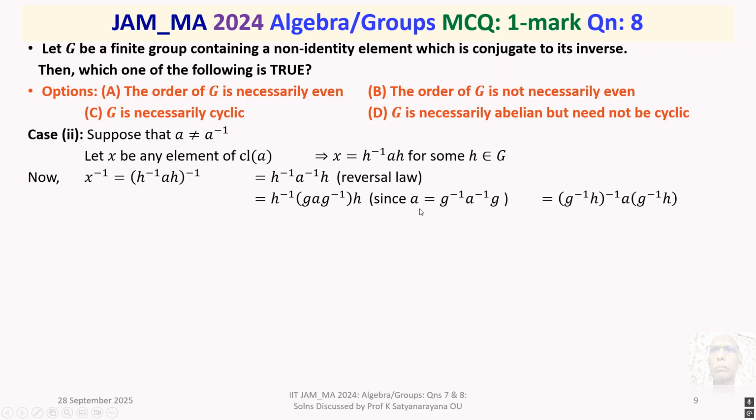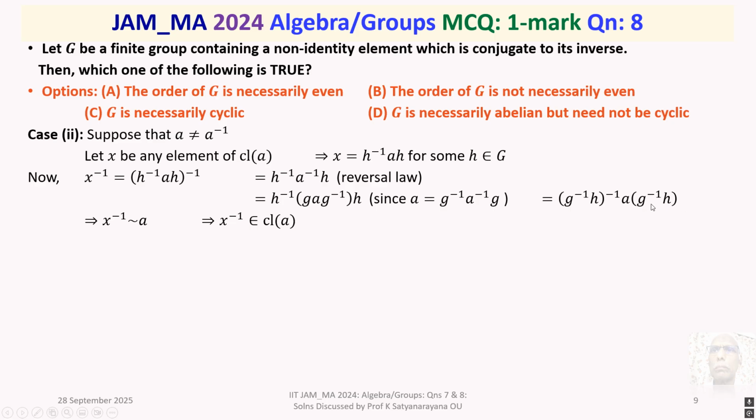For A inverse, how do I get A inverse? You pre-multiply by G and post-multiply by G inverse. Because A is conjugate to A inverse, from the last slide, we have A is equal to G inverse A inverse G. We write A for A inverse: A inverse is G A G inverse into H. So that means we will get G inverse H inverse A into G inverse H.